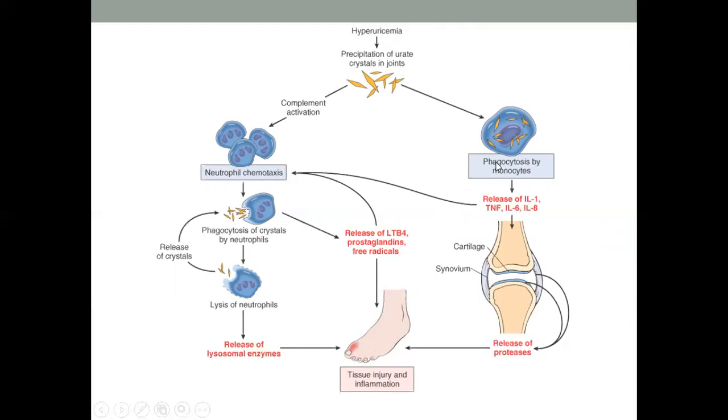Similarly, the phagocytes, that is macrophages, also ingest the monosodium urate crystals. And there is a release of interleukin 1, tumor necrosis factor, interleukin 6, and interleukin 8. And these mediators act on the synovium and then the cartilage of the joints. So they lead to release of proteases and then tissue injury at the site of gouty arthritis.